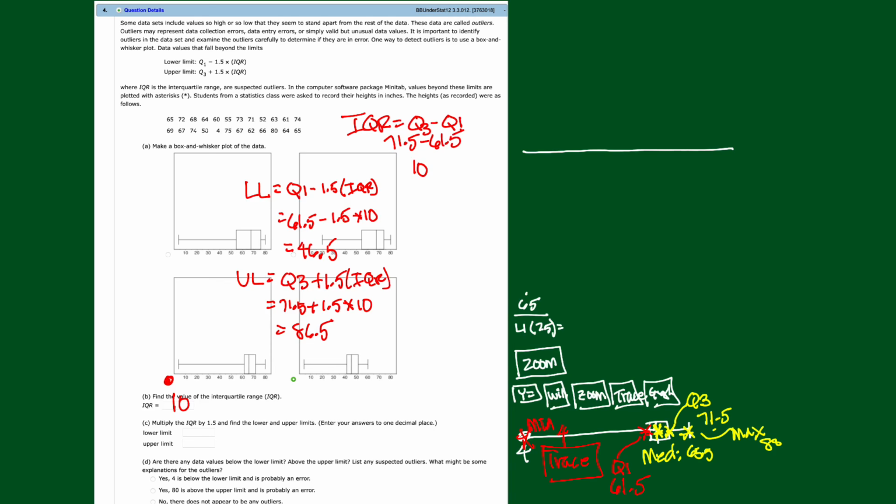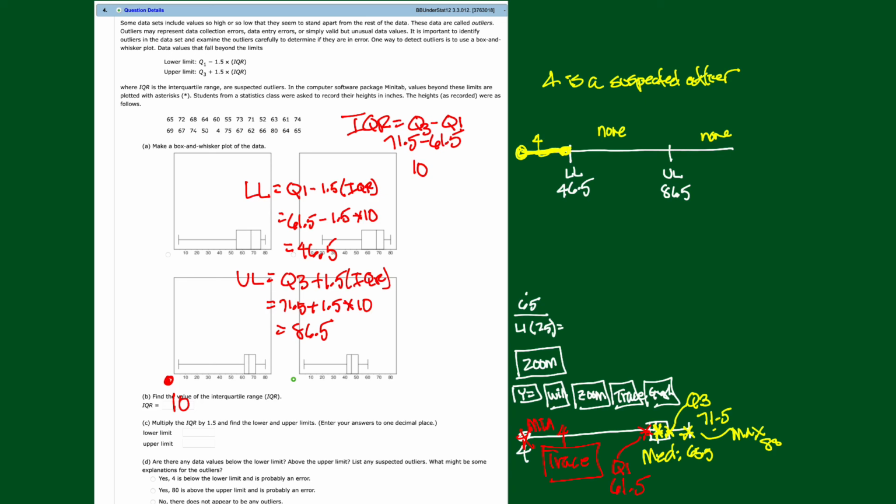So I have a lower limit right there. The lower limit is 46.5. The upper limit, UL, is 86.5. Any number that falls outside this range is a potential outlier. And we have one of those numbers, right? We have 4. 4 is right there. So 4 is the suspected outlier. We don't have any in here, and we have none in here. So we have one suspected outlier. 4 is a suspected outlier.